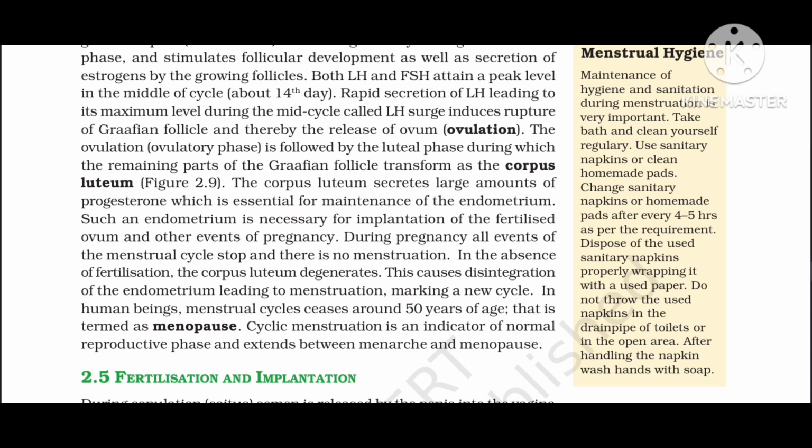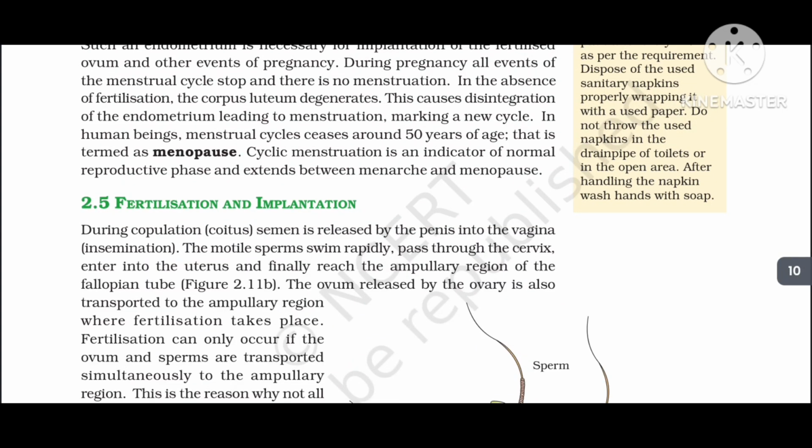Maintenance of hygiene and sanitization during menstruation is very important. Take a bath and clean yourself regularly. Use sanitary napkins or clean homemade pads. Change sanitary napkins or homemade pads after every 4 to 5 hours as per the requirement. Dispose of the used sanitary napkins properly, wrapping them with used paper. Do not throw the used napkins in the drain pipe of toilets or in the open area. After handling the napkin, wash hands with soap.